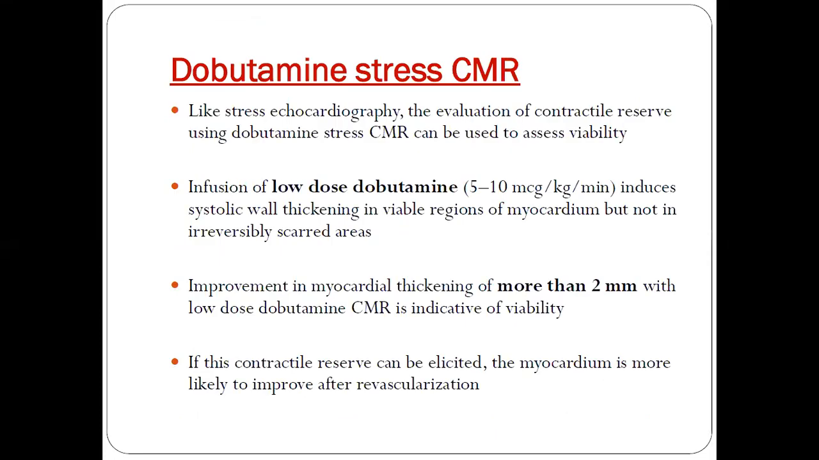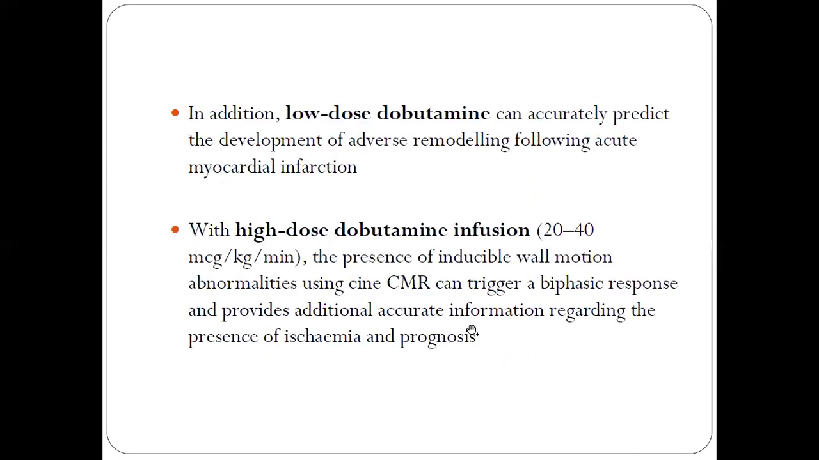Dobutamine stress CMR is the same as dobutamine stress echo, where you do an infusion of low dose dobutamine at 5 to 10 micrograms per kg per minute. Improvement in myocardial thickening of more than 2 mm is considered to be viable. In addition, low dose dobutamine can accurately predict the development of adverse remodeling following acute MI. With high dose dobutamine, the presence of inducible wall motion abnormalities using cine CMR can trigger a biphasic response.